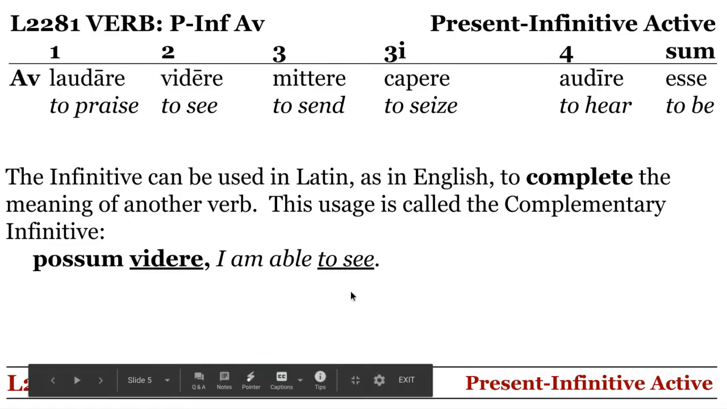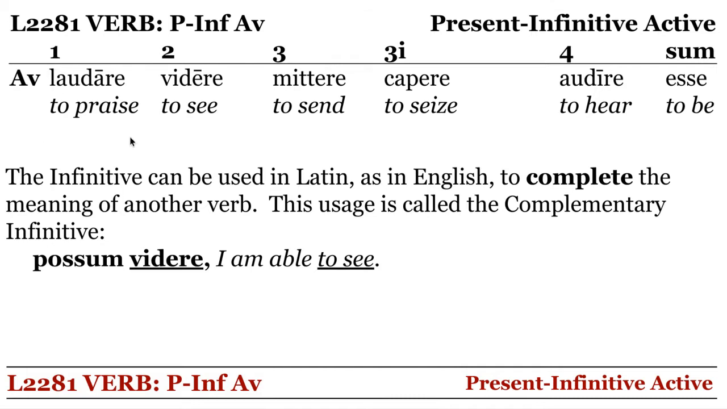We also need to worry about the infinitive. Now, the infinitive is not used directly for commands, but it's just translated as "to" at this stage. To praise, to see, to send. And the endings are straightforward: laudare, videre, mittere, capere, audire, and then, of course, the irregular esse.